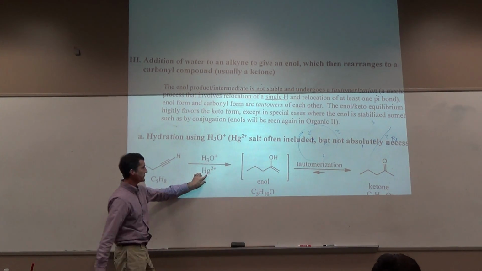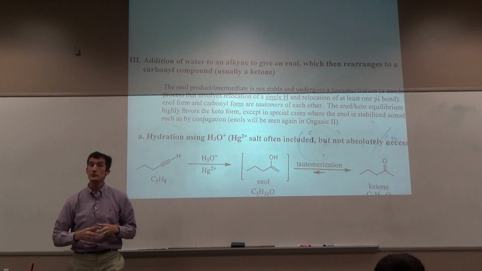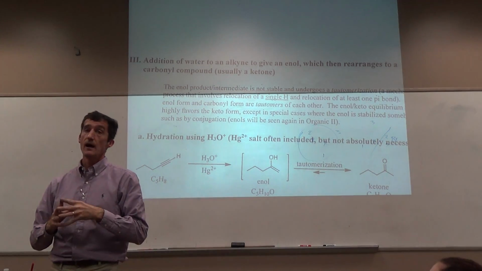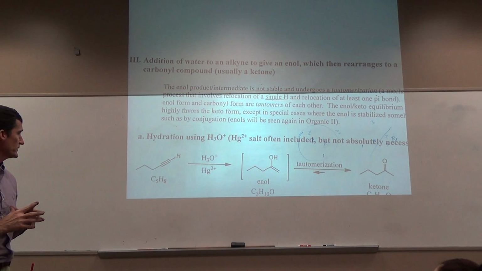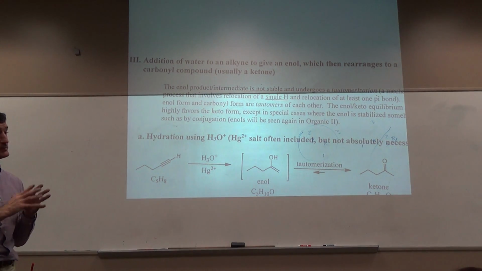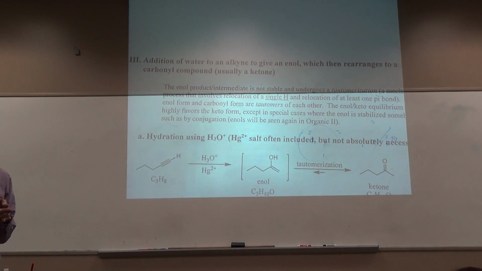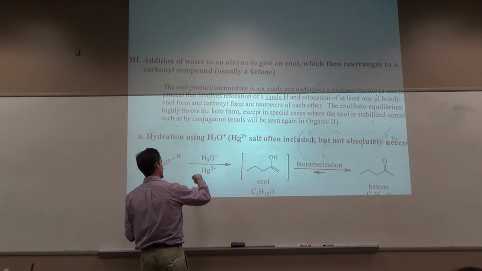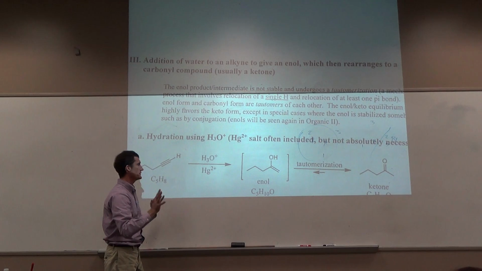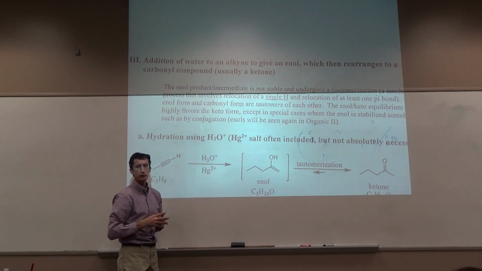Now I'm showing mercury here. Mercury is often used when you hydrate alkynes. I will not use it in my mechanism though. It's traditionally used. It would just be analogous to the oxymercuration, but I'm going to do it as if there's no mercury there. Whenever you see the mercury, just do it with just the H3O+.